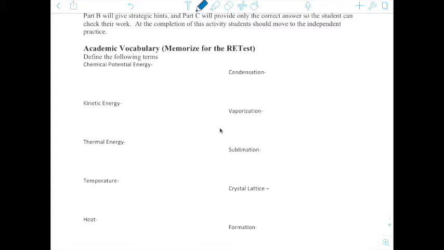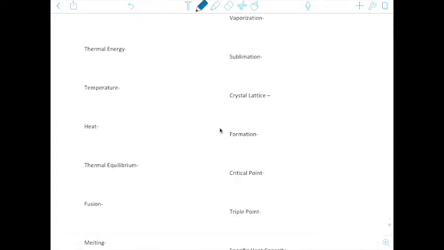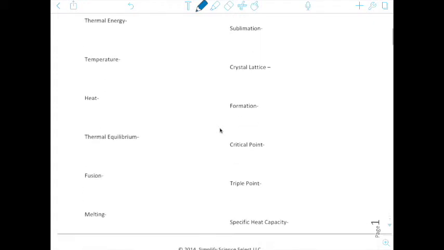Vaporization is the transition from a liquid to a gas. Sublimation is a transition from a solid straight to a gas. Crystal lattice formation is a transition from a gas straight to a solid. Critical point. The critical point is the temperature and pressure at which a liquid and gas are indistinguishable. The triple point is the temperature and pressure at which solid, liquid, and gas exist for a pure substance.